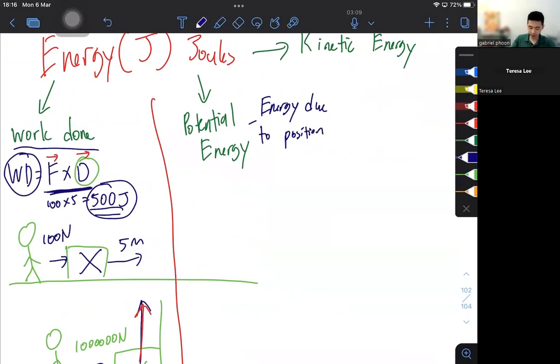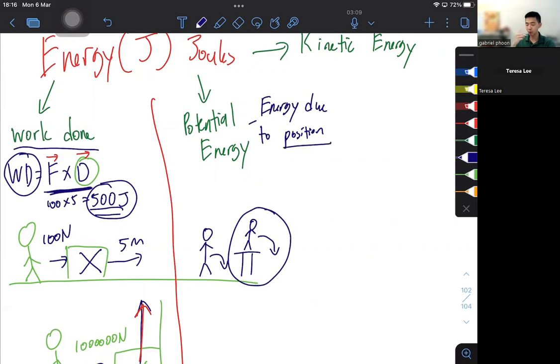Let's imagine you're standing on the ground versus standing on top of a table. If you were to trip and fall down onto the ground versus you jump down from the table, which one will hurt more? Why? It's position. Good. This guy is definitely going to hurt more because of his position. To be more exact, because of his position, this guy here actually has more potential energy compared to this guy here.